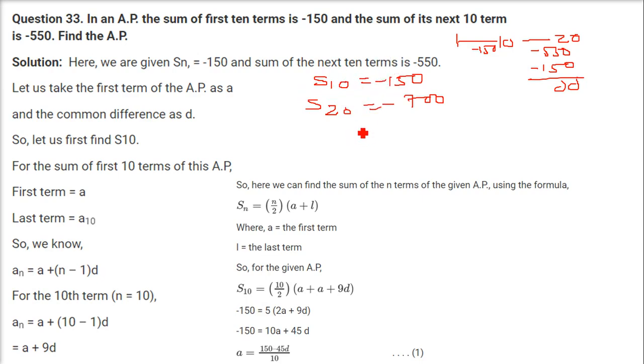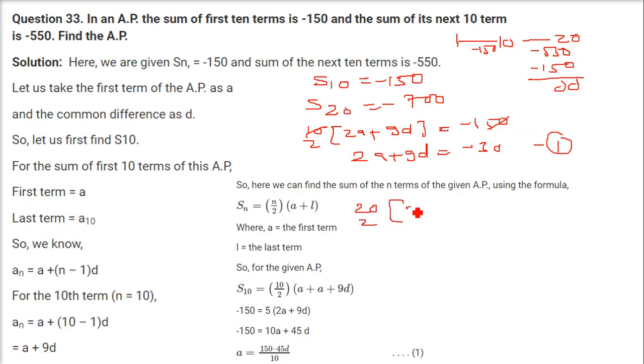That is, S10 will be 10 by 2, 2A plus 9D equal to minus 150. So you get 2A plus 9D equal to, this is going to be 15 into 2 is 30. This is the first equation. The second equation will be S20, that is 20 by 2, 2A plus 19D will be equal to minus 700.